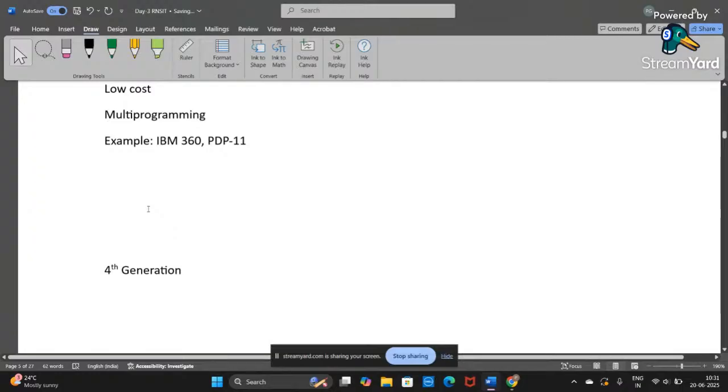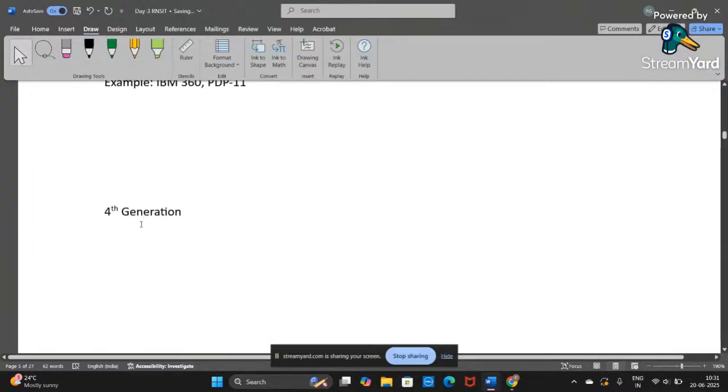Fourth generation is of microprocessor. Technology used is the microprocessor, with VLSI. Then the programming language is a high level language, C.